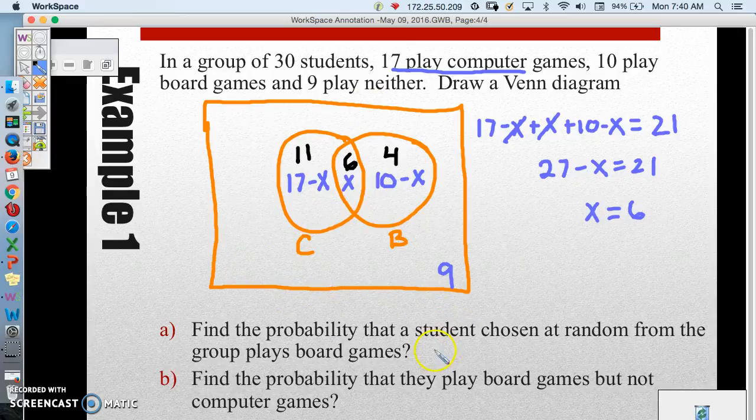Now we're asked to find the probability that a student chosen at random plays a board game. How many are in the board game circle? That's just 10 out of 30, which reduces down to 1/3. Find the probability that they play a board game, but not a computer game. They're in the board game circle, but not the computer, so that would be 4 out of 30, which reduces down to 2 out of 15.